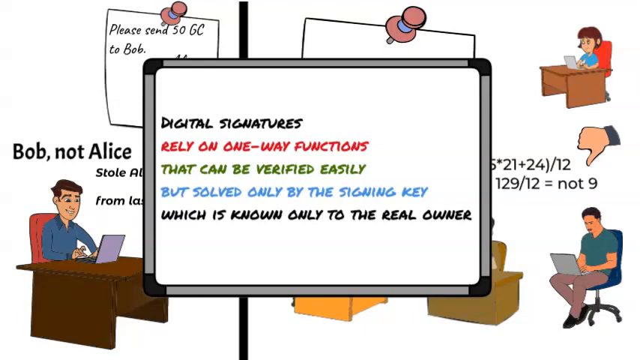It's a one-way function. You can't solve it, but once you see the answer, you can verify that the answer is correct, or you can show that the answer is incorrect. Correct answers, accept the message. Incorrect answers, don't accept the message.